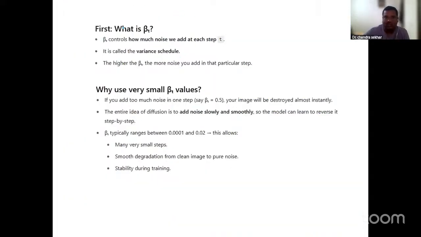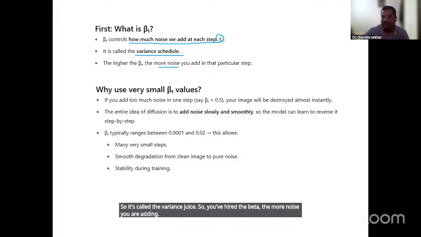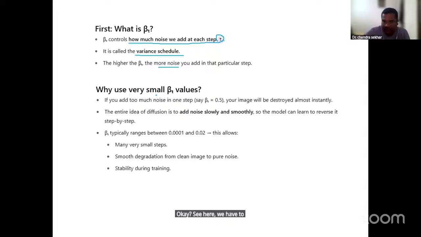That's it. So what is beta t? Beta t controls how much noise we add at each time step t. So it's called the variance schedule. The higher the beta, the more noise you are adding. See here, we have to use very small beta values.